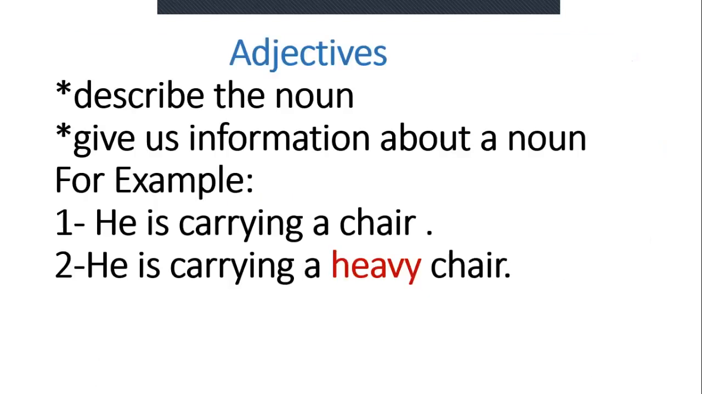Today we'll talk about adjectives. Adjectives describe the noun and they give us information about it. And also we can use an adjective before the noun. For example, number 1: he is carrying a chair. Example number 2: he is carrying a heavy chair. Heavy here is an adjective. Heavy gives us information about the chair. This is a heavy chair. And also we use heavy before the noun chair.